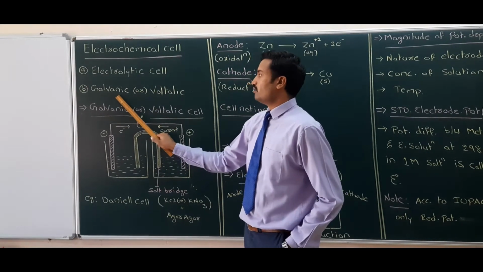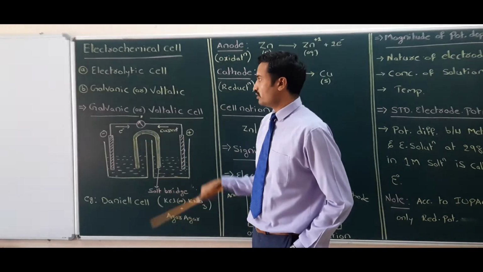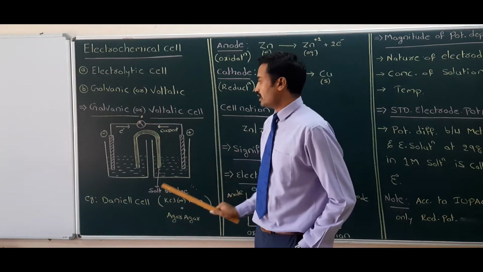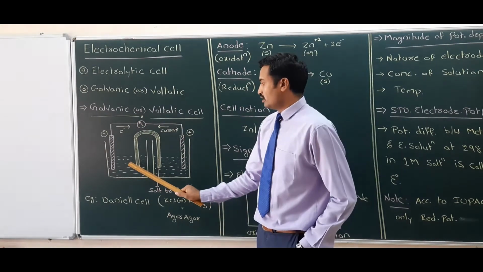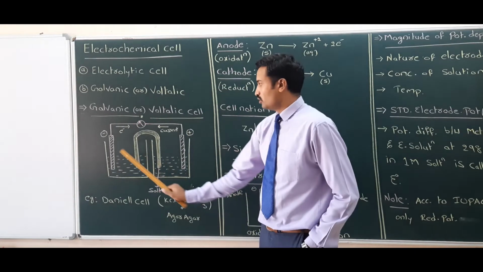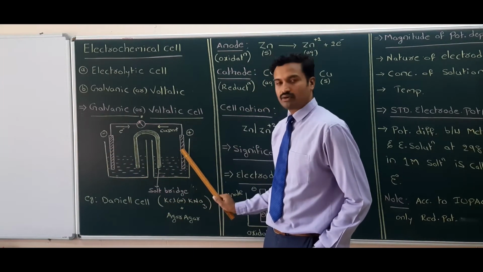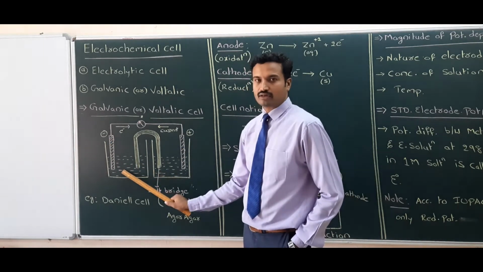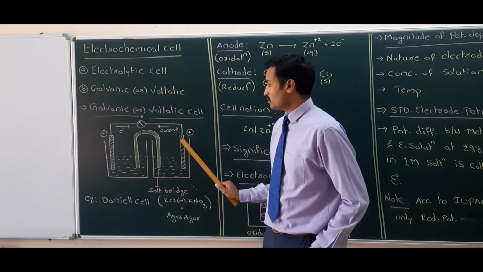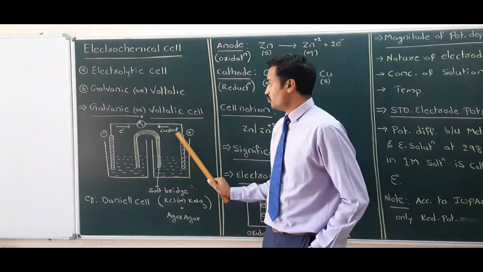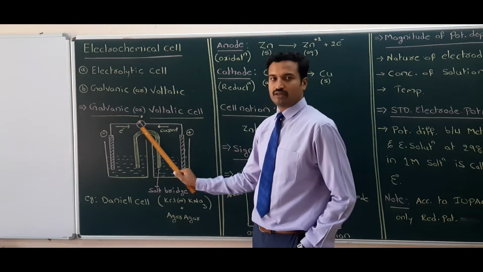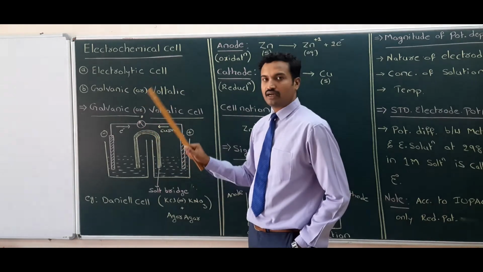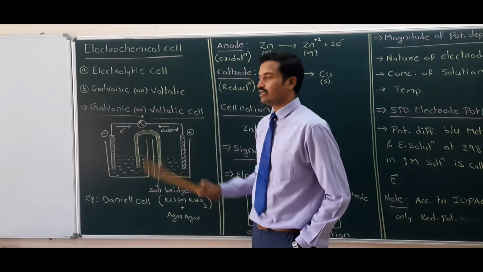Next one, the galvanic cell or voltaic cell. Today we are going to discuss the galvanic cell. Now this is one galvanic cell. Here two jars are there, two electrodes. This electrode is dipped in one electrolytic solution, and another electrode is dipped in another solution. Both are connected to the voltmeter. The purpose of the voltmeter is to calculate how much current is generated here.